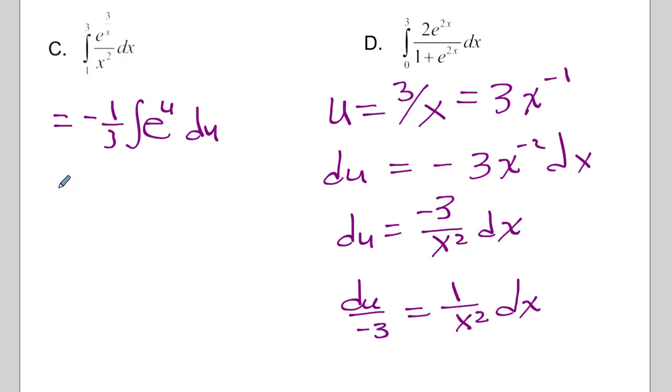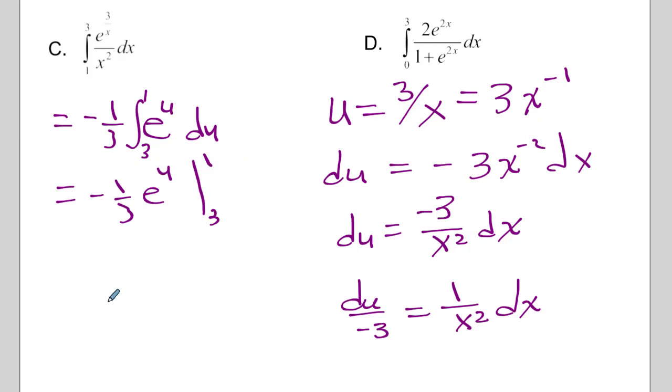And of course, we know the integral of e to the u is e to the u, so we get minus 1/3 times e to the u, okay? And we've got to evaluate this using our new limits of integration. So if we plug into our expression for u, when I plug in 1, I get 3. So that's my new lower limit. And when I plug in 3, I get 1. That's the new upper limit, all right?